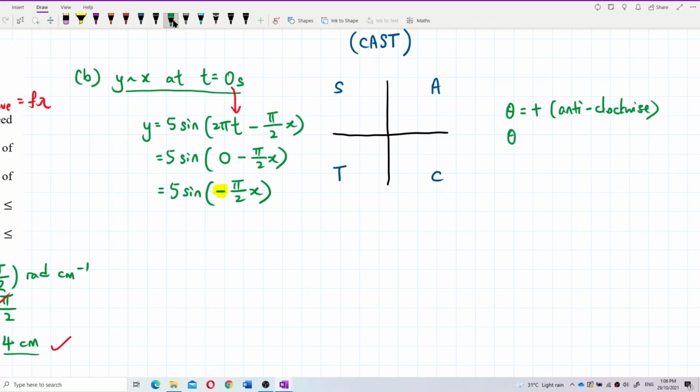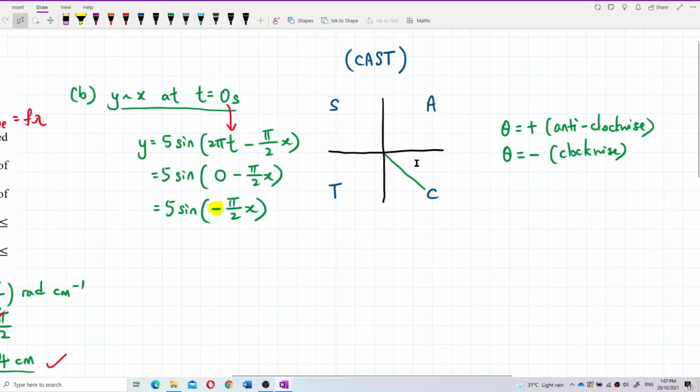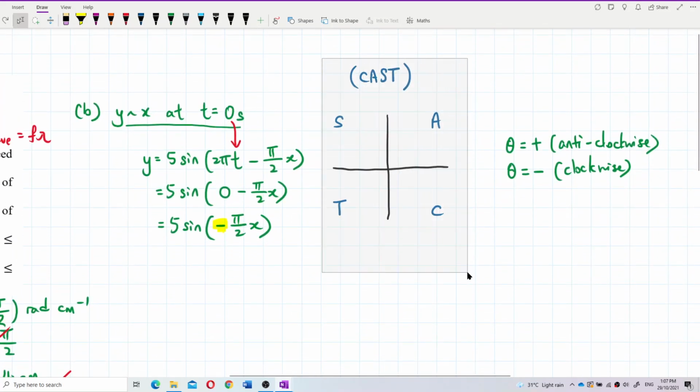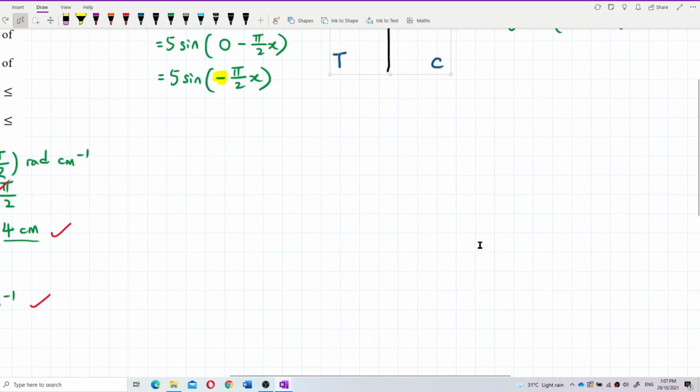Isn't it? If the angle is negative, it means it is clockwise. Okay? So now you have a negative angle. Negative angle means it's clockwise. So your angle is at the bottom here. First of all, hold on. I want to copy this and put it somewhere first.